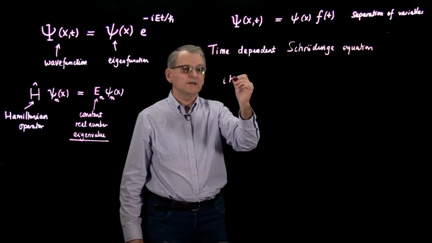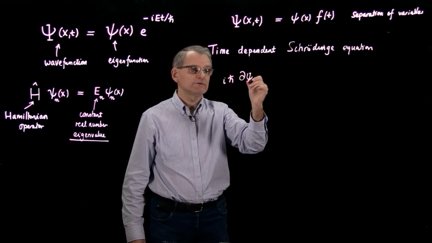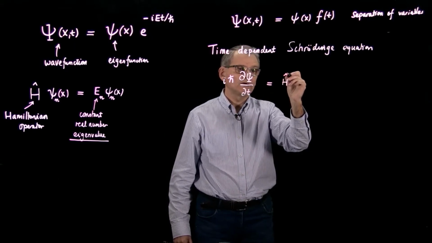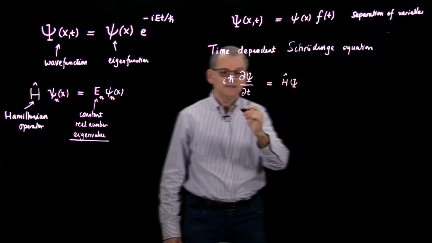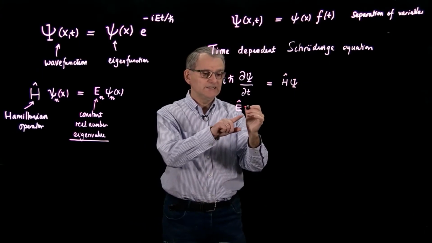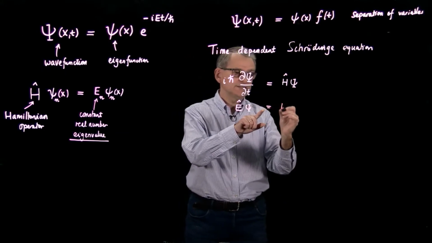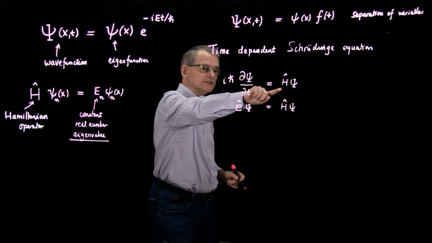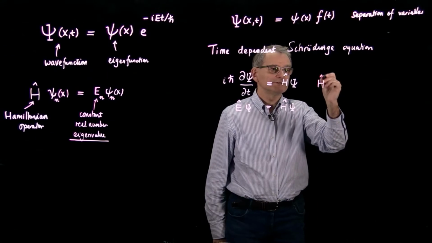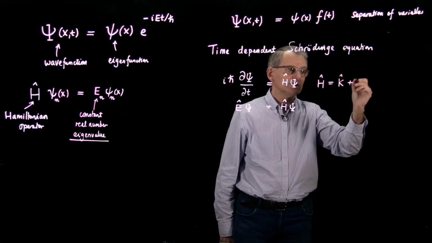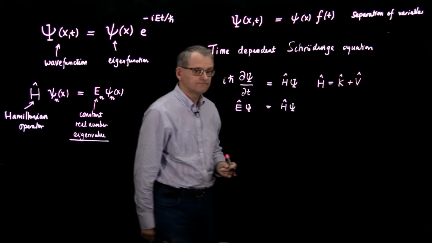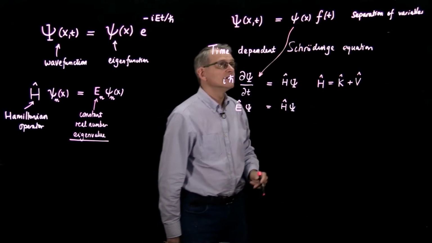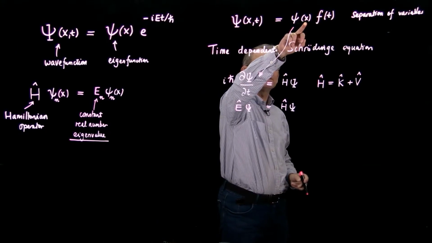From lectures we see i h bar, partial derivative with respect to time, is equal to the Hamiltonian operator acting on psi. In fact, the left-hand side of this is the energy operator acting on psi, and the right-hand side is the Hamiltonian operator acting on psi. So this is the total energy operator, and this is the Hamiltonian, and the Hamiltonian operator is none other than the kinetic energy operator plus the potential energy operator. So what I'm going to do is I'm going to assume that I can separate the variables by factoring it according to this prescription.